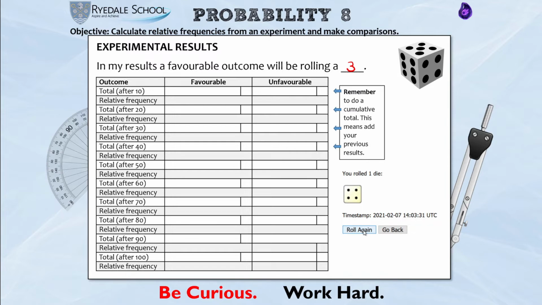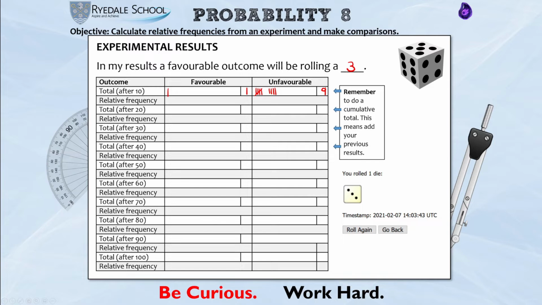1, 2, 3, 4, 5, 6, 7, 8, 9, 10. And I saw 1 three there. So what I'm going to do in my table, and you could do this as you're going along if you wanted to. Okay. I had 1 favourable outcome, 1 that landed on a 3, and 9 that didn't. So that was 1 good one and 9 bad ones.